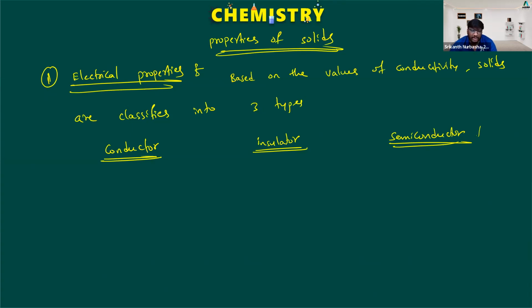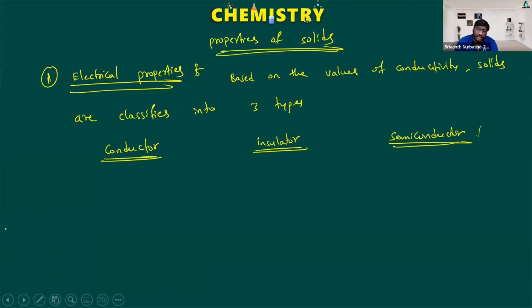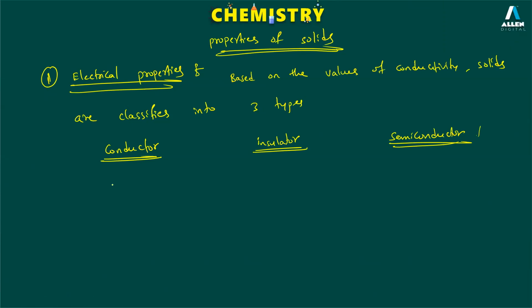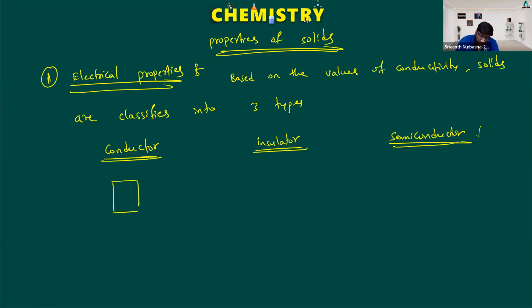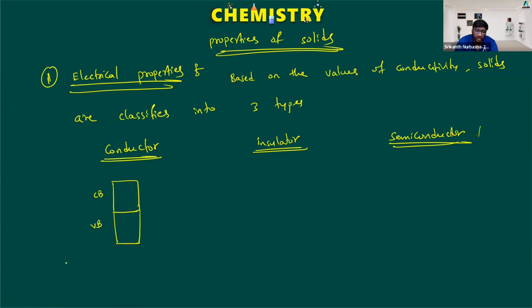Why in conductors will the conductivity be very high? Due to free electrons. In a conductor we have a valence band and a conduction band, yes or no? In an insulator also we have them, and in a semiconductor also. In a conductor, what happens to the valence band and conduction band? The energy gap is very low, almost very close. In a conductor, the valence band and conduction band overlap.